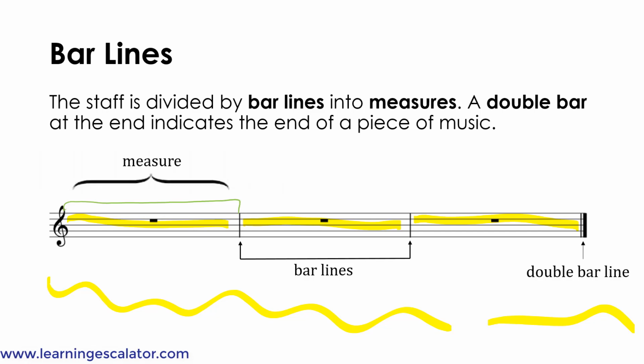And bar lines are like these. This is one bar line. This is another bar line. Bar lines basically separate the measures, and measures can also be called bars. A double bar line at the end, over here, indicates the end of a piece of music. So if you had some music over here, and then it's the end, you would have to put a double bar line at the end, because otherwise it means that it's not over.